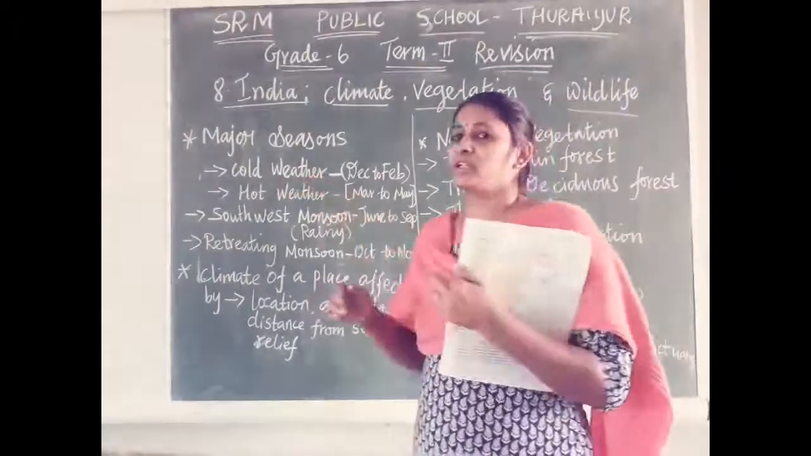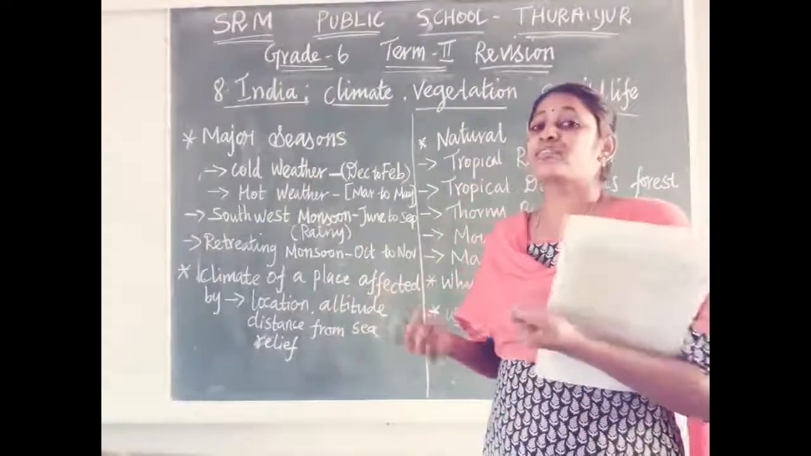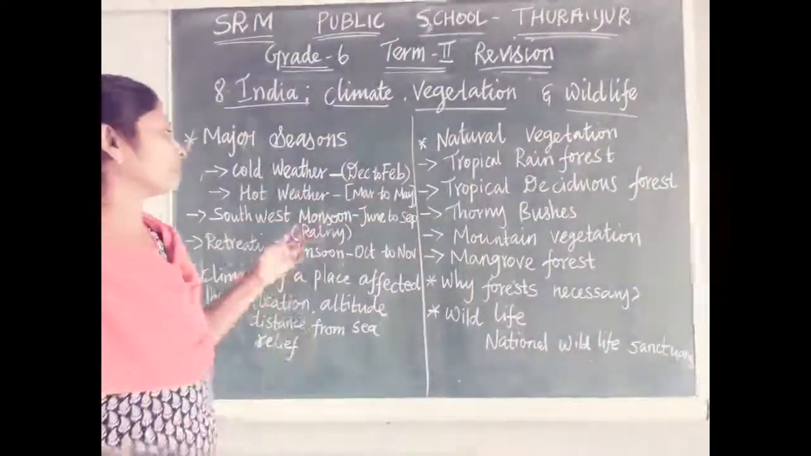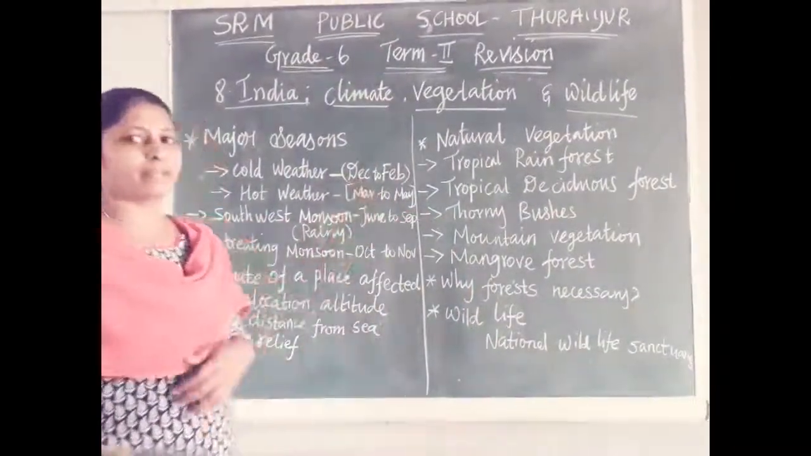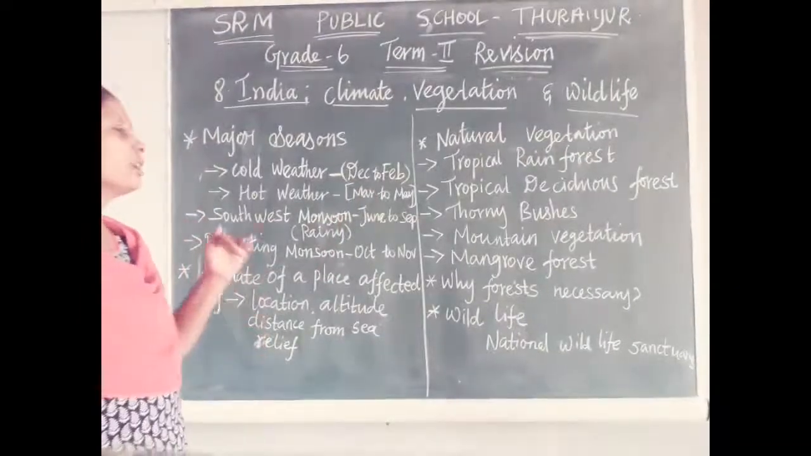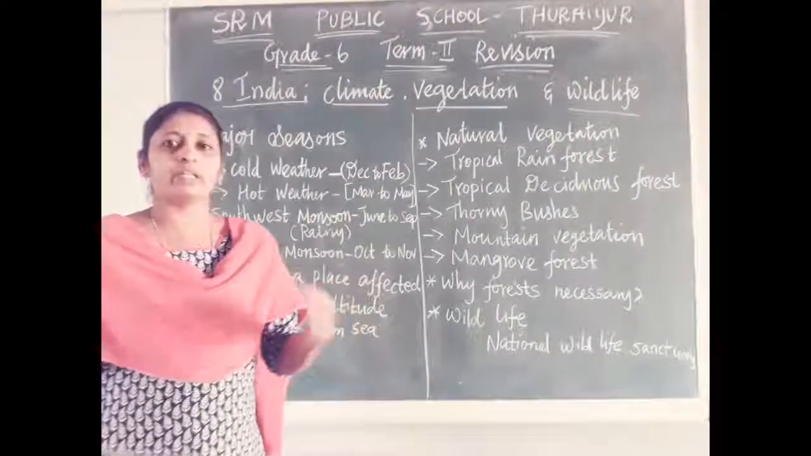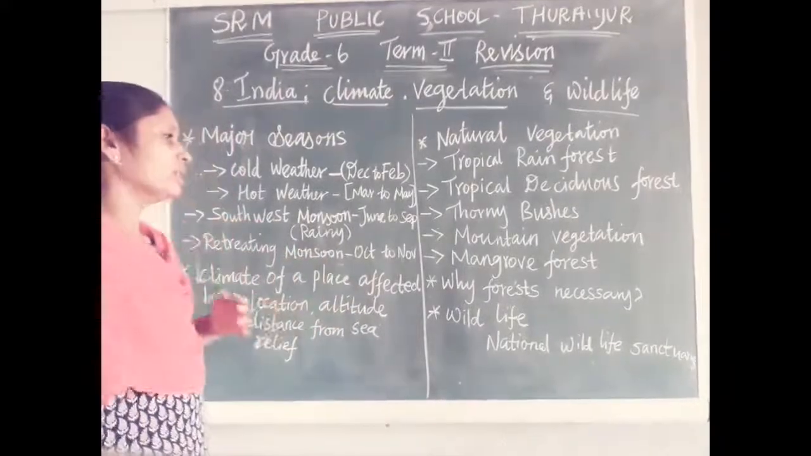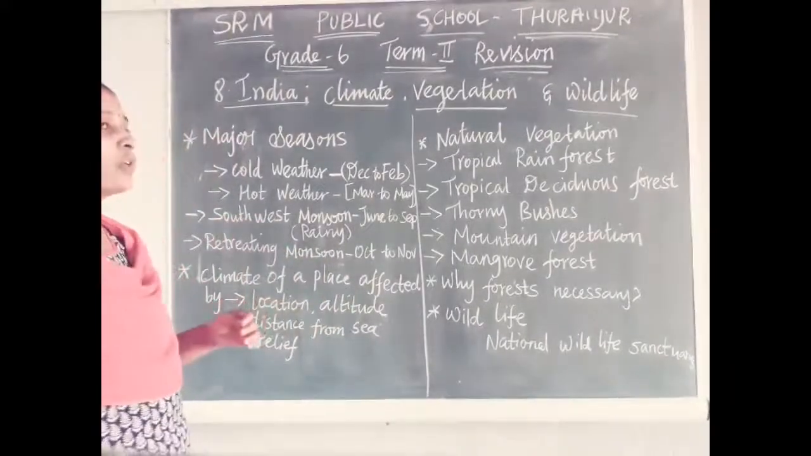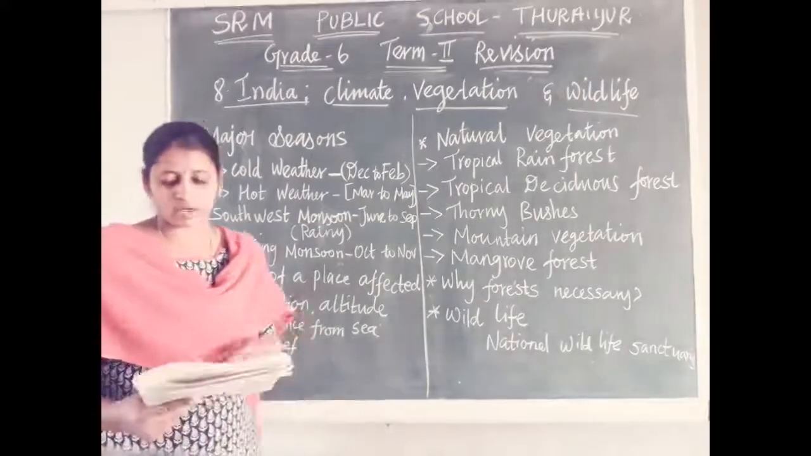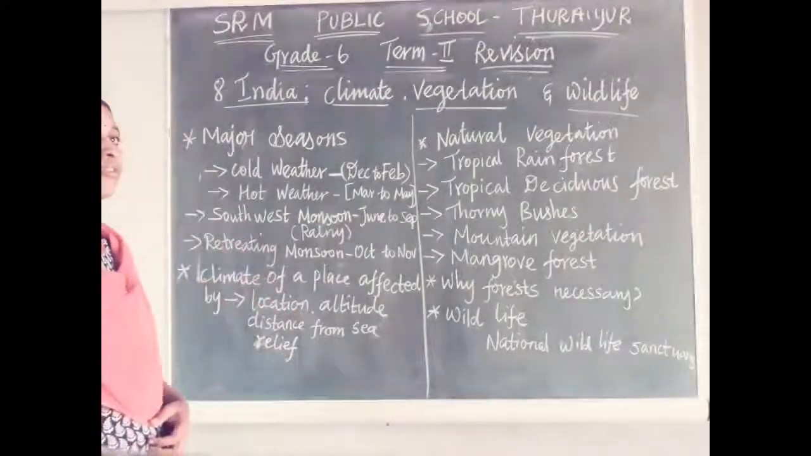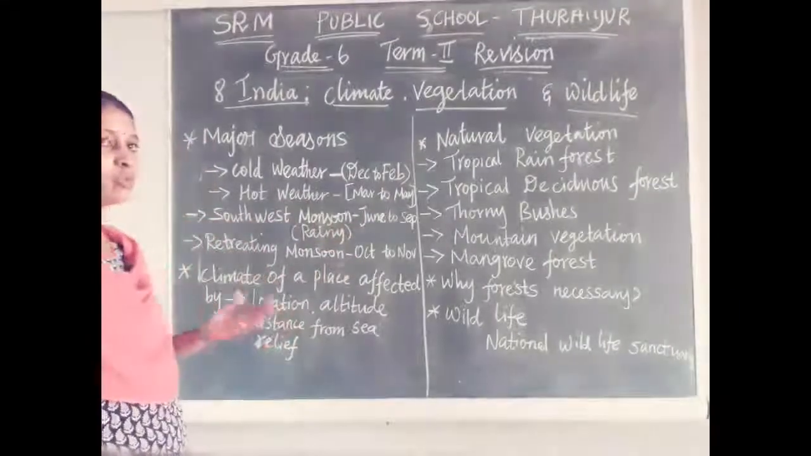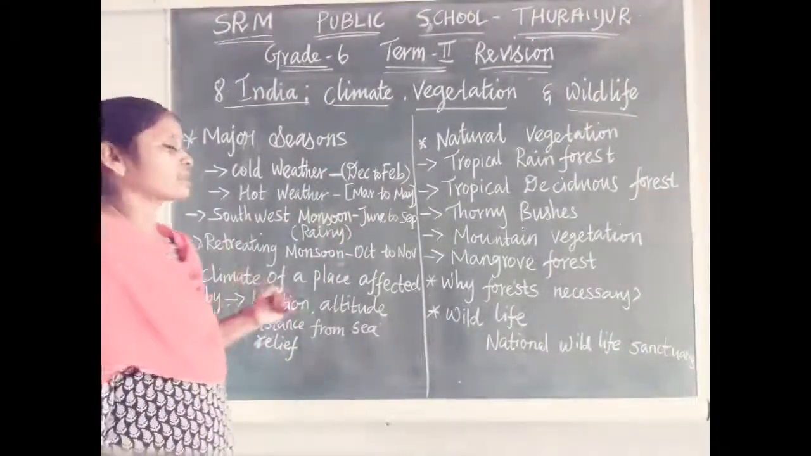Cold weather condition, otherwise winter, from the month of December to February. In India, from December to February we experience the cold weather condition, the winter season. Then hot weather or summer season falls in India from March to May. From March to May we have the summer season.